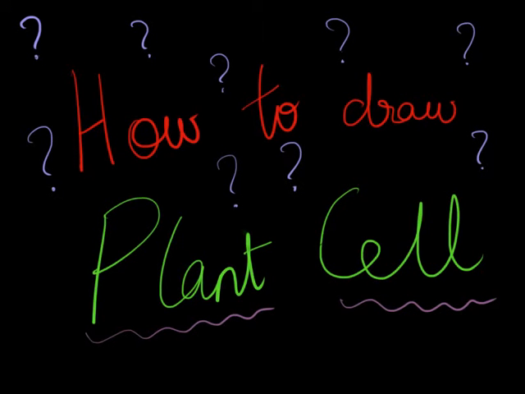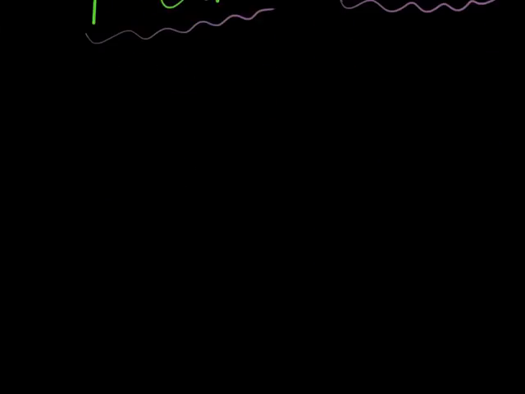Let us learn how to draw a plant cell. The first step involves drawing a large rectangle with rounded corners. Don't worry if the lines are not straight.